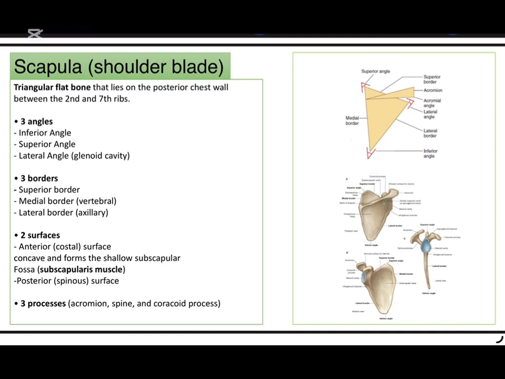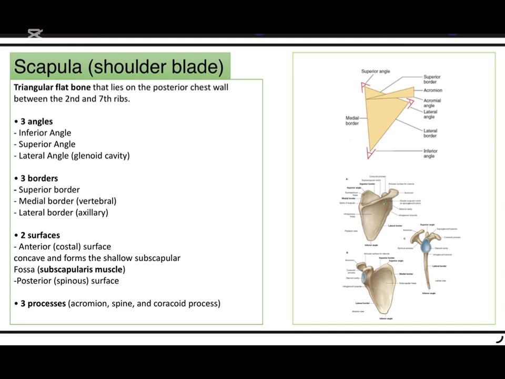Where do we find the scapula in the anatomical position? It is located between the 2nd and the 7th ribs, okay? So this inferior angle will be at the level of the 7th rib, and this angle is palpable also. So I can feel it on the patient. When I feel this area, I know I am at the level of the 7th rib, okay?